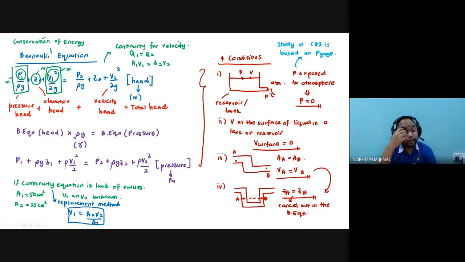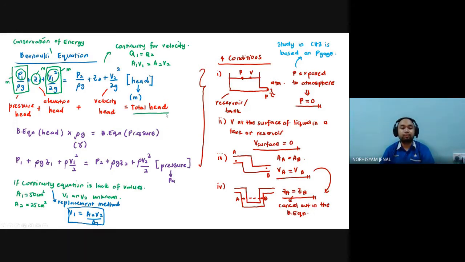So that's why we call P1 over rho g pressure head, because pressure is the main criteria here. Z1 is called elevation head because elevation is the main criteria. The last one is velocity head. It doesn't matter V1 or V2 over here, because velocity is the main criteria here. Meaning, when you do your calculation, this will be the biggest impact for this particular part. So we call pressure head, elevation head, and velocity head. When we add everything together, it is called total head.